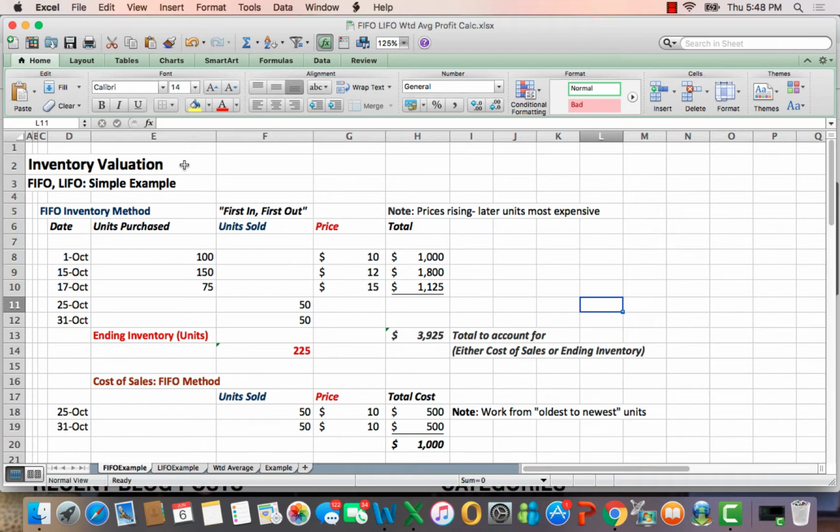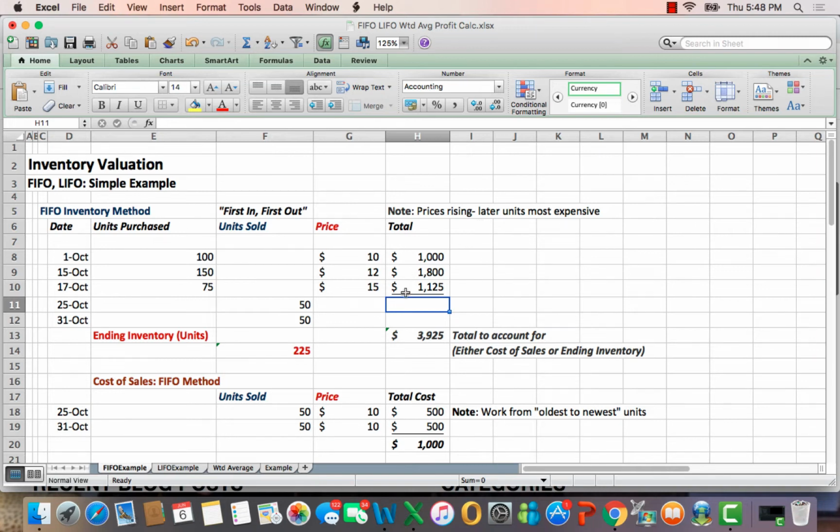So let's start with FIFO. This is all about valuing inventory. What price cost do we put on inventory? So let's assume that over these dates in October a company purchased these items on the 1st, 15th, and 17th, and they sold items on the 25th and the 31st. These are the prices they paid, and if you click here, you'll see if you multiply that you get a total cost over here. Now, first in, first out is the first technique, and let's assume, and normally the FAR exam assumes, that since prices generally rise because of inflation, units purchased later are more expensive.